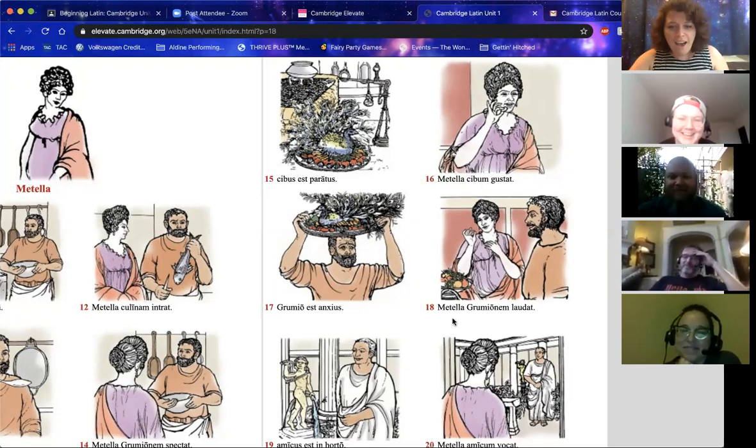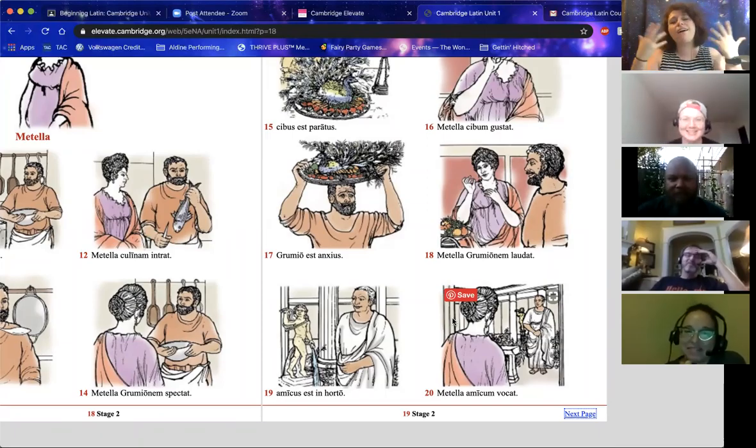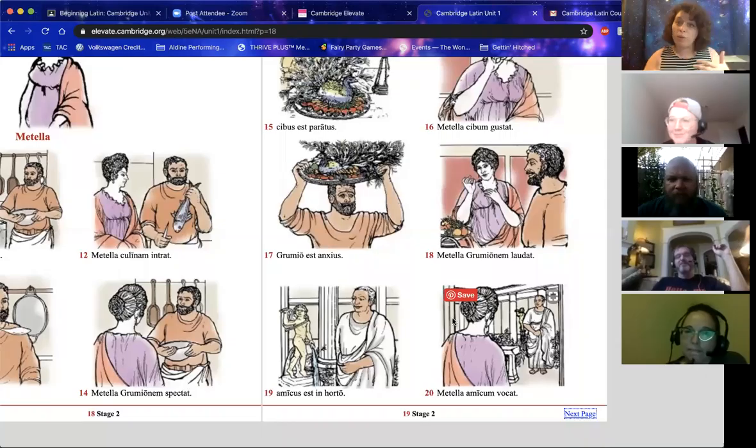All right. And everybody, how does Grumio feel while she's tasting the food? Very anxious. He's worried. He's nervous, right? And then we can take a big sigh of relief because Metella Grumionem laudat. What does she do to him? She praises him. Very good. If you laud someone, it is to praise them. If you graduate magna cum laude, it's with great praise. So that's what she's giving him right here. He does look relieved, yes.